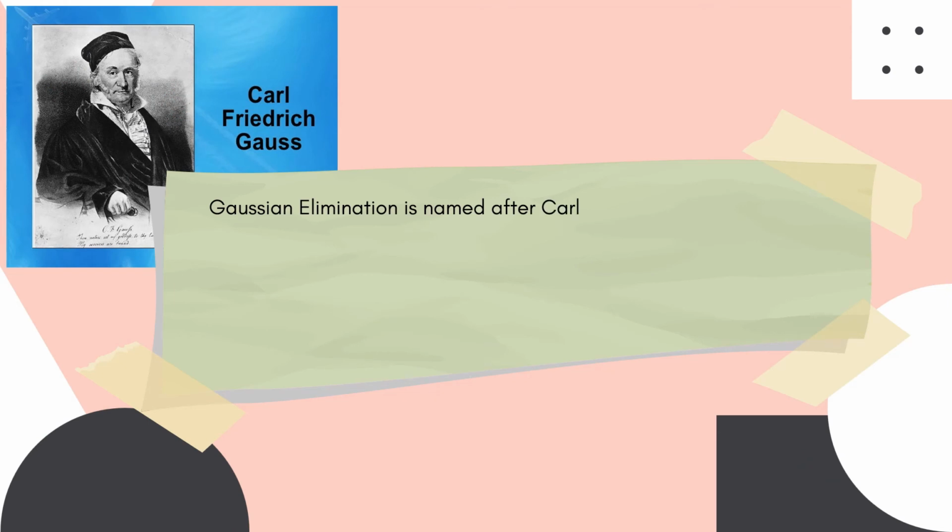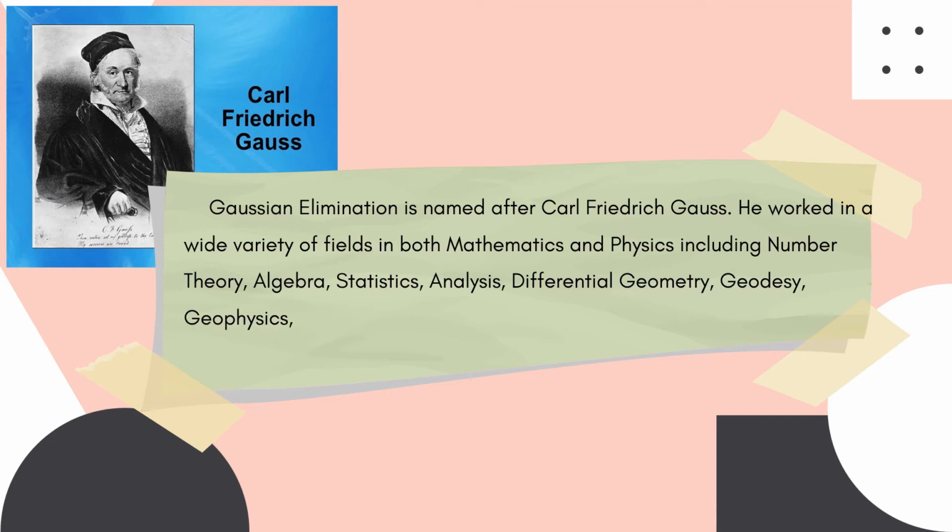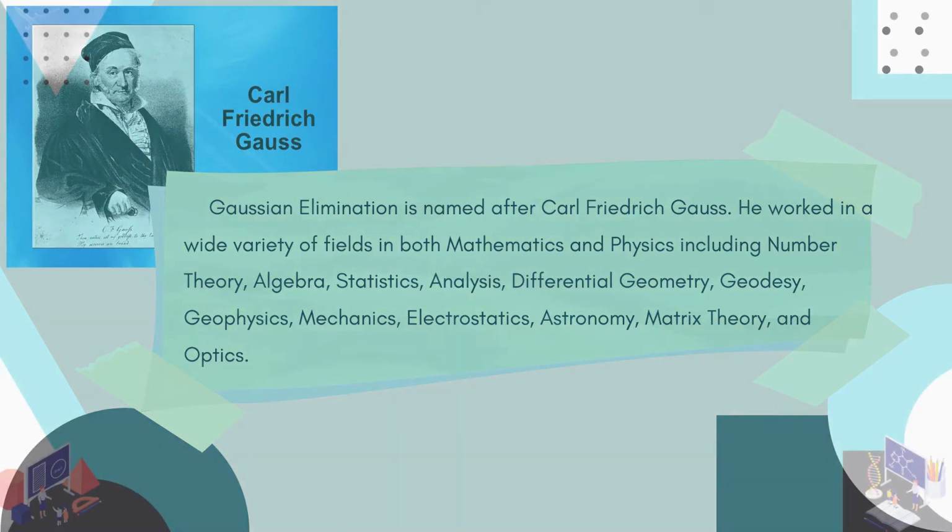Gaussian elimination is named after Carl Friedrich Gauss. He worked in a wide variety of fields in both mathematics and physics, including number theory, algebra, statistics, analysis, differential geometry, geodesy, geophysics, mechanics, electrostatics, astronomy, matrix theory, and optics.